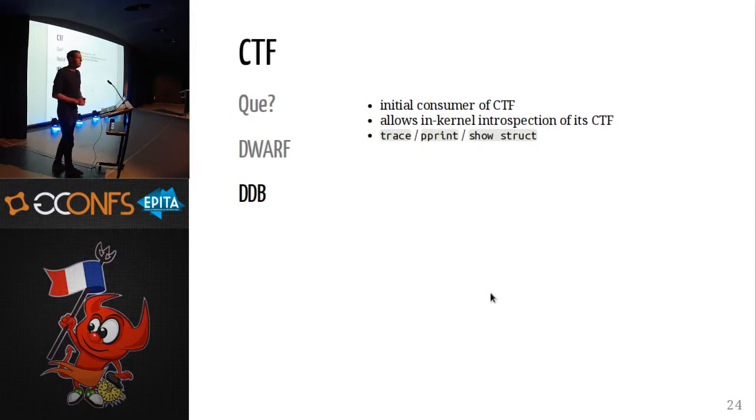So DDB. DDB is the in-kernel debugger of all BSDs. And it was actually the first consumer of CTF data. So back at the hackathon in 2016, we started working on CTF, and we needed a way to verify that the work we were doing was valid and would actually lead somewhere. And DDB seemed like the obvious starting point, which for me was a very fun and challenging project during the hackathon to dive into the bootloader in order to load the CTF data, as well as an adventure into DDB.